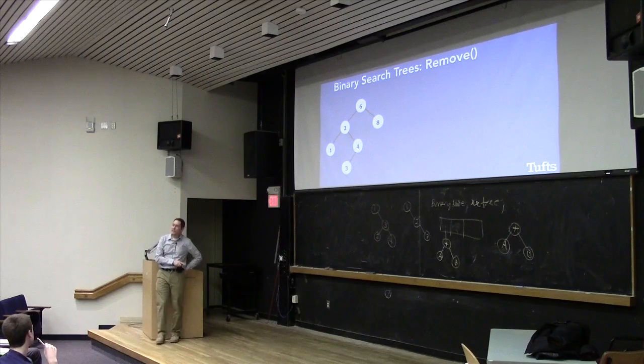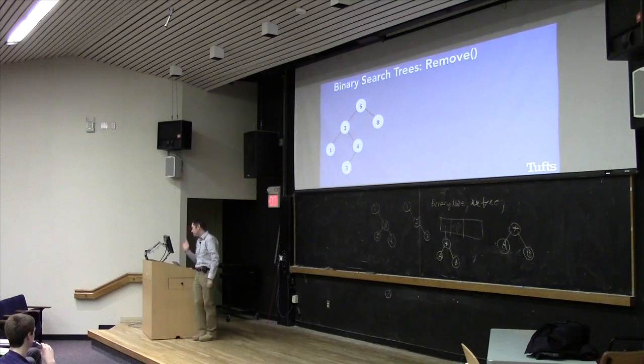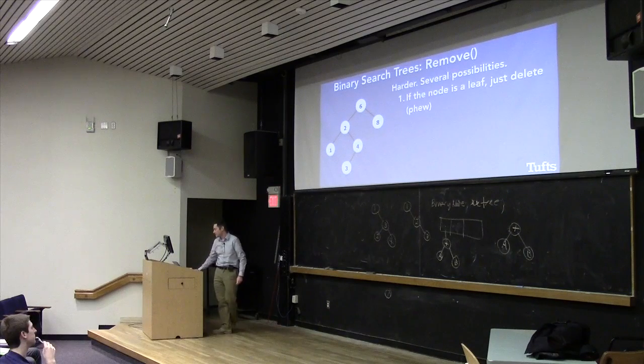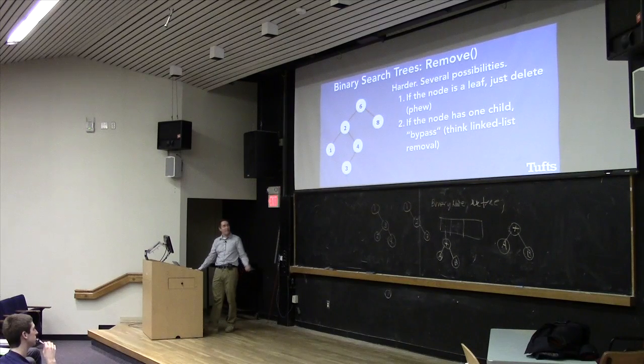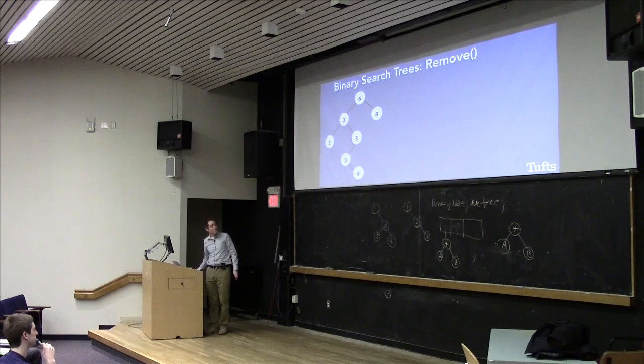Then it gets funky, right? What if we wanted to delete 2? So it gets to the other cases, I'll just blow through these. If the node is a leaf, just delete it. If the node has one child, bypass it. Think about linked lists, bypassing it. And 4 was the one that we just talked about with one child.